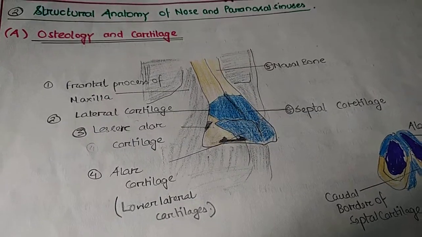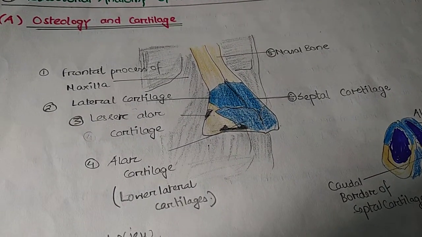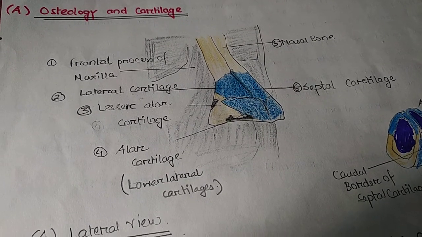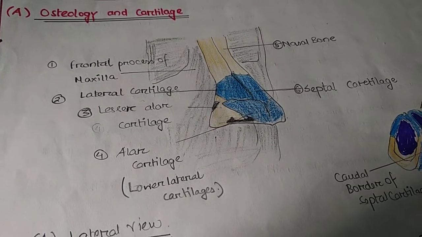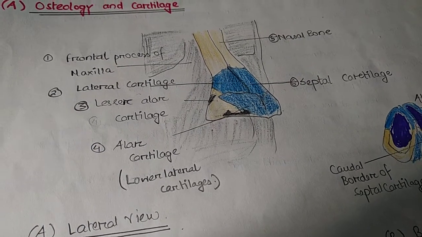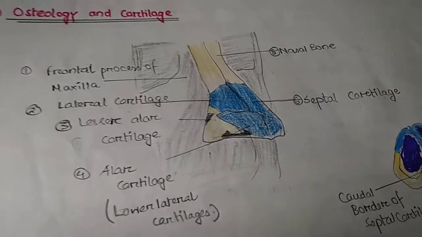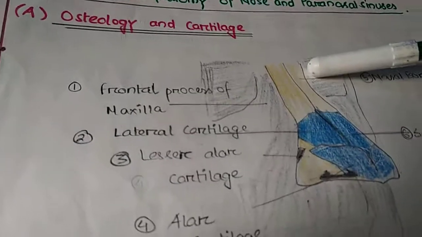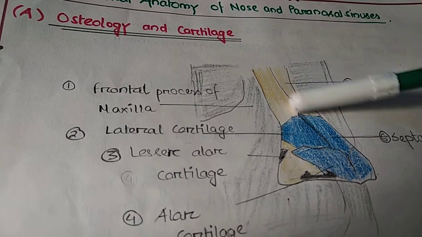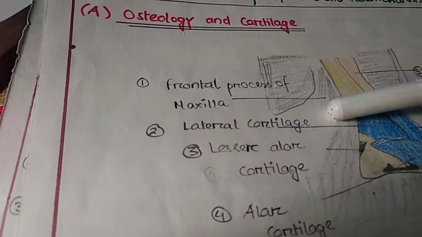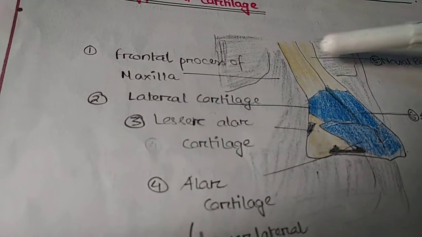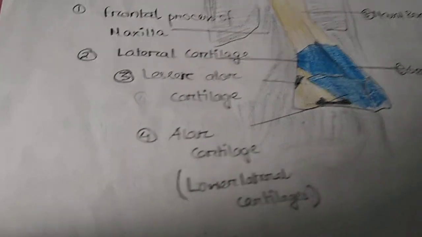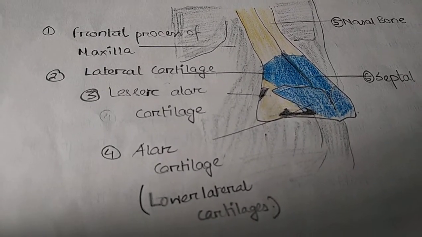Now let us come to the anatomy of the external nose. The external nose is formed by an osteocartilaginous framework, which means the bones and some cartilages form the external nose. Here in the diagram there is a nasal bone and the frontal process of maxilla. These are the bones which help in the formation of the nose, and there are 4 types of cartilages which form the nose.